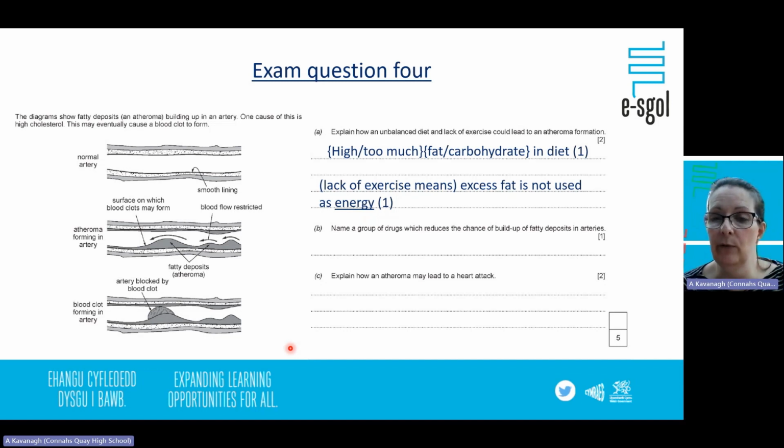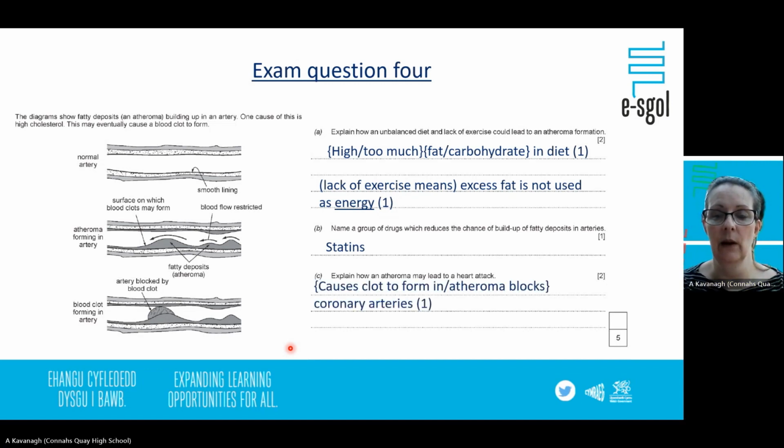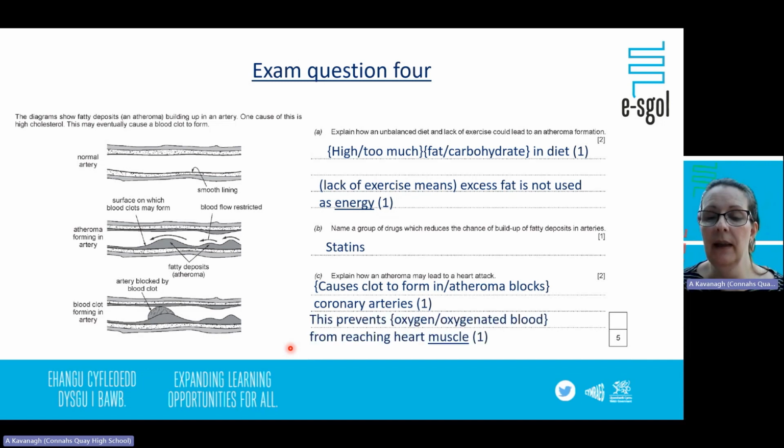Then B, name a group of drugs which reduce the chance of build-up of fatty deposits in our arteries. They are statins, and we mentioned that earlier. And then thirdly, explain how an atheroma may lead to a heart attack. So we need to explain that it might cause a clot to form or a blockage in the coronary arteries, and that prevents oxygen or oxygenated blood from reaching the heart muscle. Very important to include that word muscle. Remember, it's asking us about a heart attack here, so we need to make sure that we are linking that word muscle back to the heart.